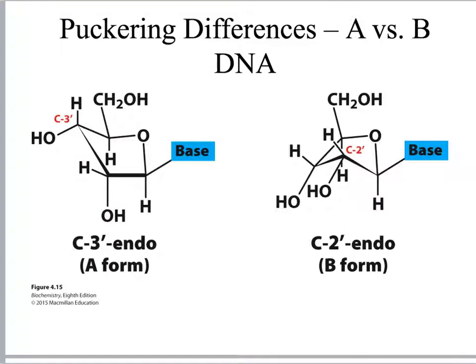So just to illustrate this, our A form versus our B form. Remember, in our A form, we have that carbon 3. Here's our carbon 3. It lies out of the plane that's formed by the other 4 atoms of the ring structure. Okay, so it jets out of the plane. And when that happens, we end up shifting, or a tilt, in the overall structure because of endopuckering. In the B form, it's carbon 2 that lies out of the plane.